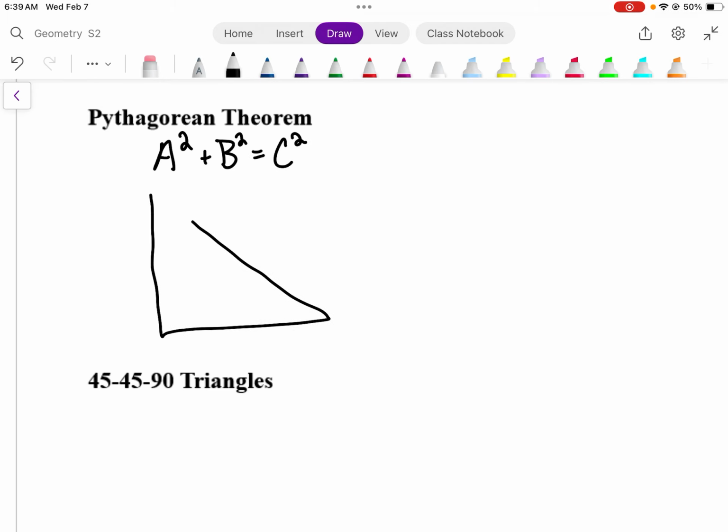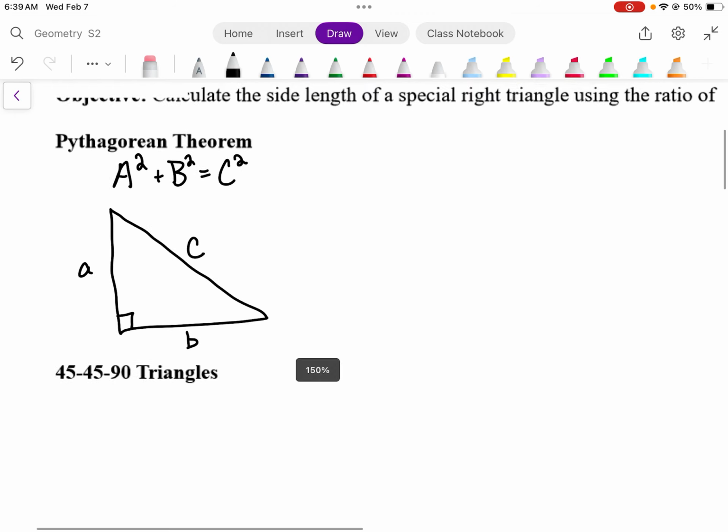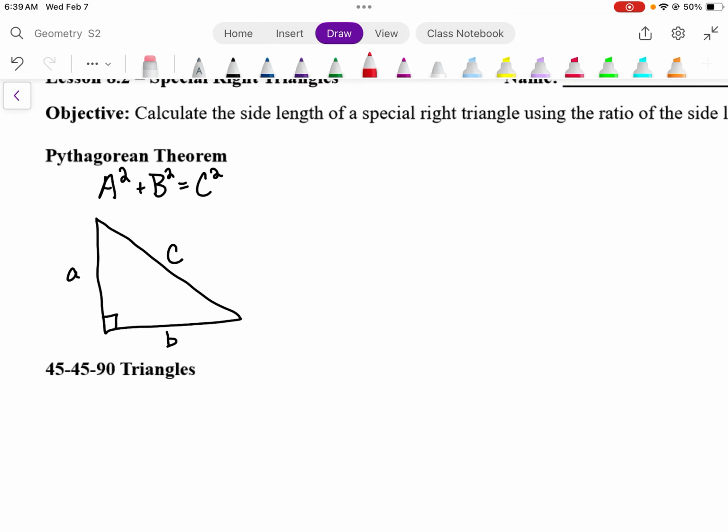And you can use that to find missing sides when you have a right triangle and you know two of the side lengths. One thing you need to remember is that C has to be the hypotenuse. And then we talked about the converse of Pythagorean theorem, where we can use this to determine if we have a right triangle, obtuse triangle, or an acute triangle.